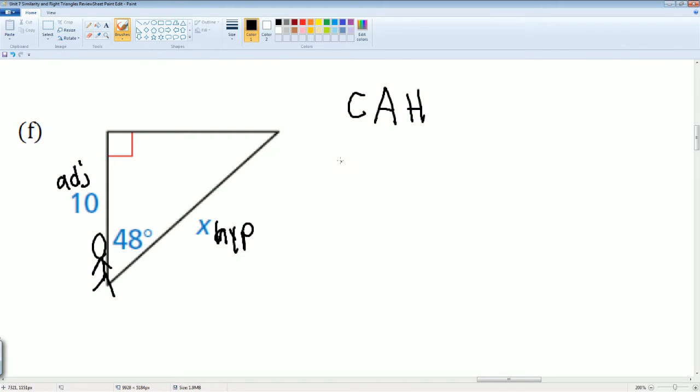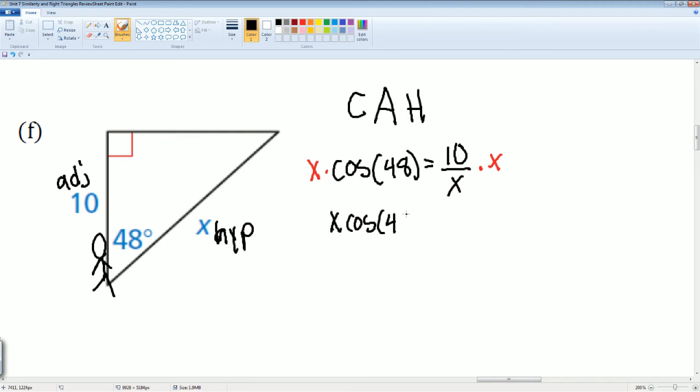So I write cosine of 48 degrees is equal to adjacent, which is 10, divided by our hypotenuse, which is x. I'm trying to get x by itself, so I'm going to multiply by x on both sides. I have x cosine 48 degrees is equal to the number 10. Now I need x alone, so I divide by cosine 48.